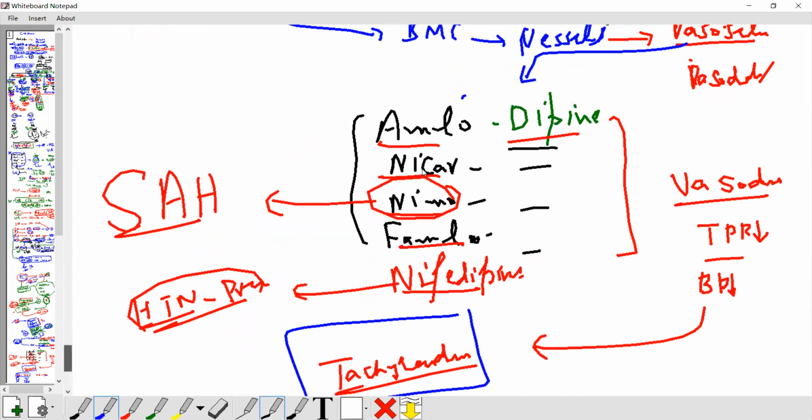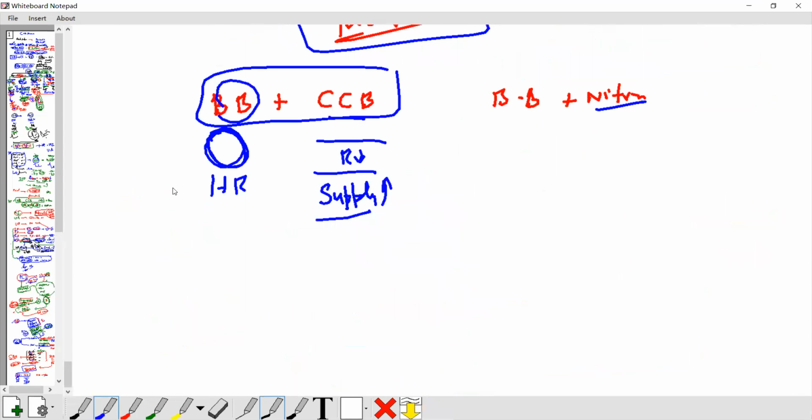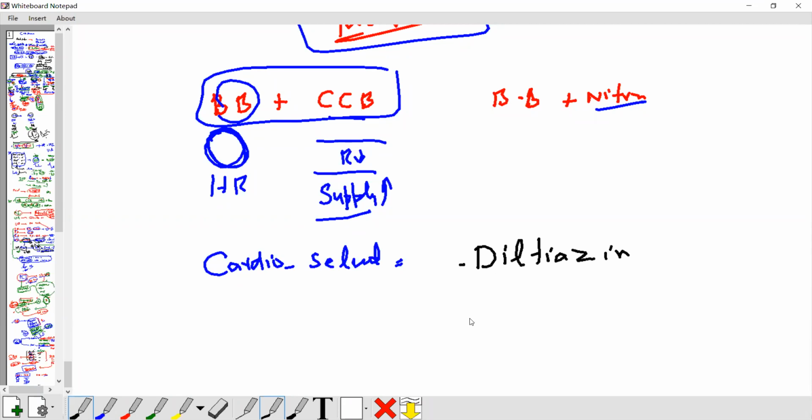Calcium channel blockers: amlodipine, nicardipine, nimodipine, felodipine, nifedipine. How about the cardioselective? The cardioselective ones are diltiazem and verapamil.